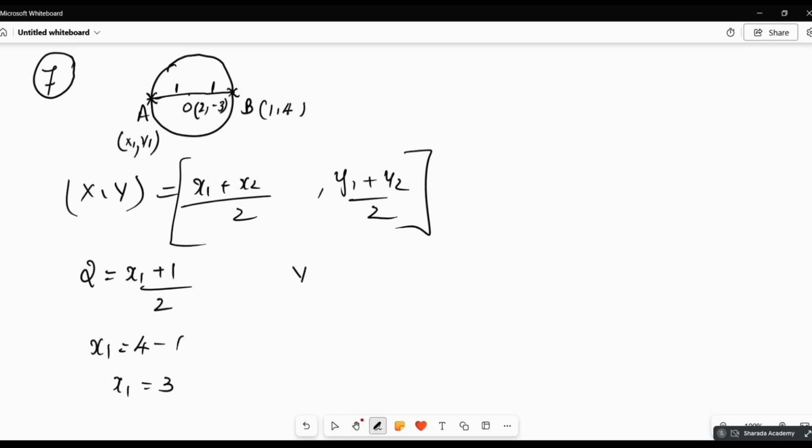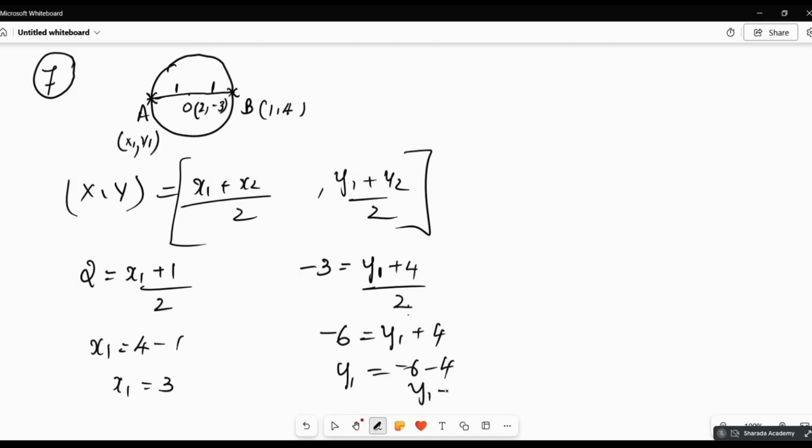Here, y is minus 3. We'll write that: minus 3 is equal to (y1 + y2)/2, with y2 is 4. Minus 2 into minus 3 is minus 6, that is equal to y1 plus 4. Y1 is equal to minus 6 minus 4, so y1 is equal to minus 10. Okay, so what is the point? We'll get 3 comma minus 10. So there are only 2 formulas: the section formula with m1, m2, and the midpoint formula.